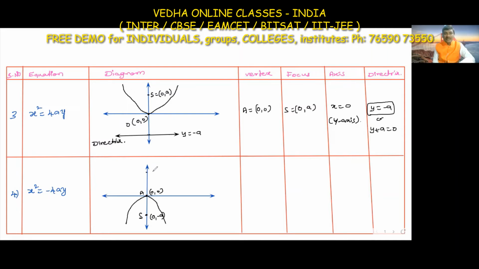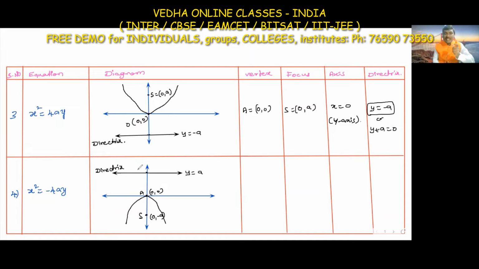Now here I am taking the line. This is the directrix here. What is the equation of the directrix? The equation of the directrix is y is equals to minus A in the downside, and y is equals to plus A in the upside. So y is equals to plus A.